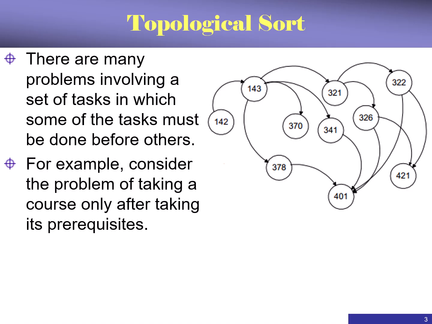In some situations, you have to do some task before doing another task. Like here, you have to take course 142 before taking 143, the prerequisite. But you already know a graph is a non-linear data structure, so by seeing this graph, you may not easily understand the sequence. Like, I want to take the course 341. What should be the prerequisite? It's not clear enough to see and understand the sequence.